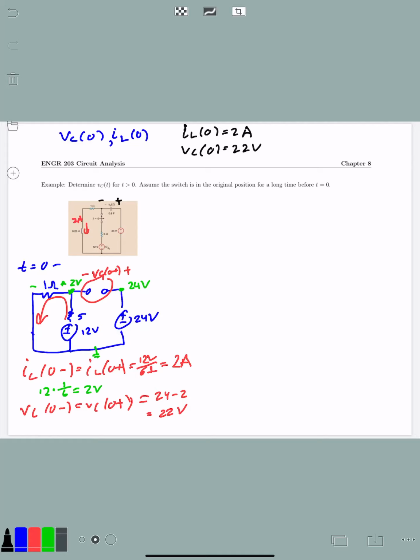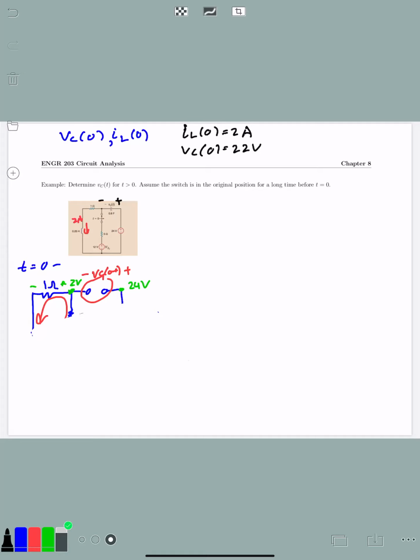Now we're going to move to the second stage. And I'm going to erase all of this here. And we're going to go to the second stage of solving this circuit. So now we're going to see what happens after the switch changes. And so at any time after 0, we're going to have this inductor here. We're going to have the resistor. This switch opens up, so basically nothing in here is going to matter. We have the capacitor, which is 0.8.